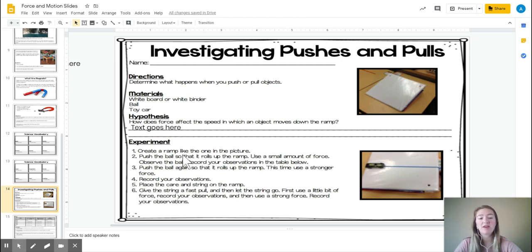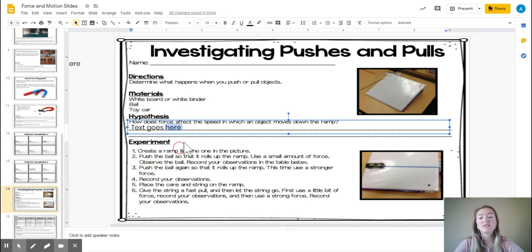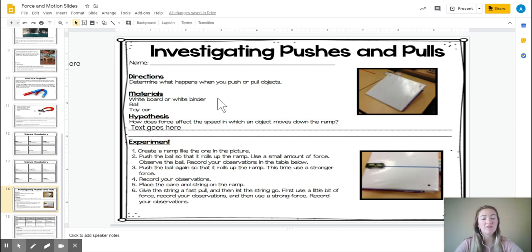So you can go ahead and pause the video and double click right here and write in your hypothesis. What do you think happens with the force? How does force affect the speed of an object? So do that now.